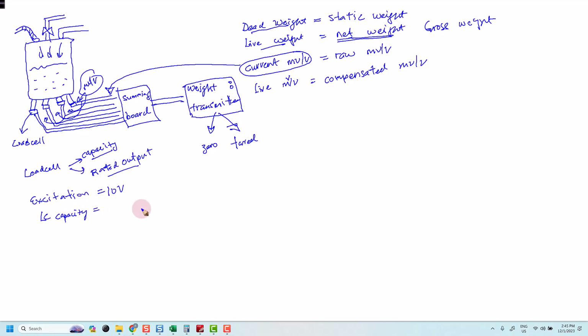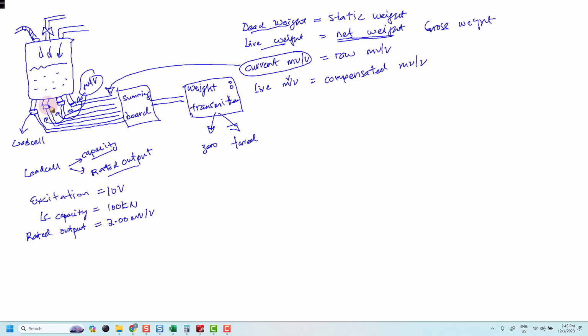Based on the data sheet of the load cell, the load cell capacity is 100 kilonewton, and the rated output is 2.00 millivolt per volt. Okay, so in order to calculate, this is very simple.